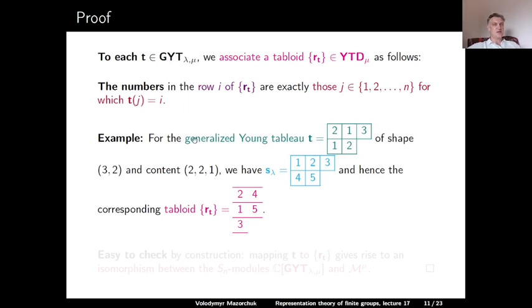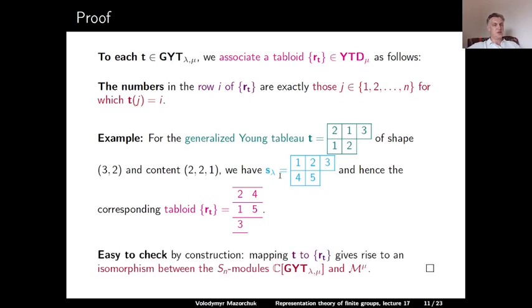So here's an example. Consider the generalized Young tableau T of shape 3, 2, which has 2, 1, 3 in the first row and 1, 2 in the second row. So it has shape 3, 2 and content 2, 2, 1. So the tableau S lambda for this shape is 1, 2, 3, and 4, 5. And so the corresponding tabloid R sub T has in the first row the numbers 2 and 4, because ones in T stay in the boxes numbered by 2 and 4 in S lambda. So the second row of this tabloid contains 1 and 5, because 2s in T are in the boxes numbered by 1 and 5 in S lambda. And finally, the third row of R sub T contains 3, because 3 in T stays in the box which is numbered by 3 in S lambda.